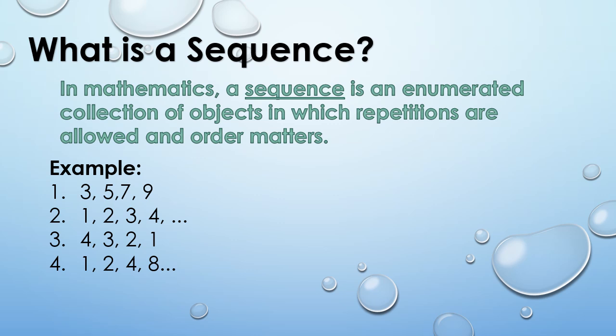So, ang mga example lang natin dito is numbers, okay? So, for example, number 1, 3, 5, 7, 9. Kung napapansin natin, meron tayong pattern na sinusunod dito kung saan nag-a-add tayo ng 2 sa bawat term. So, 3 plus 2 is 5, 5 plus 2 is 7, 7 plus 2 is 9.